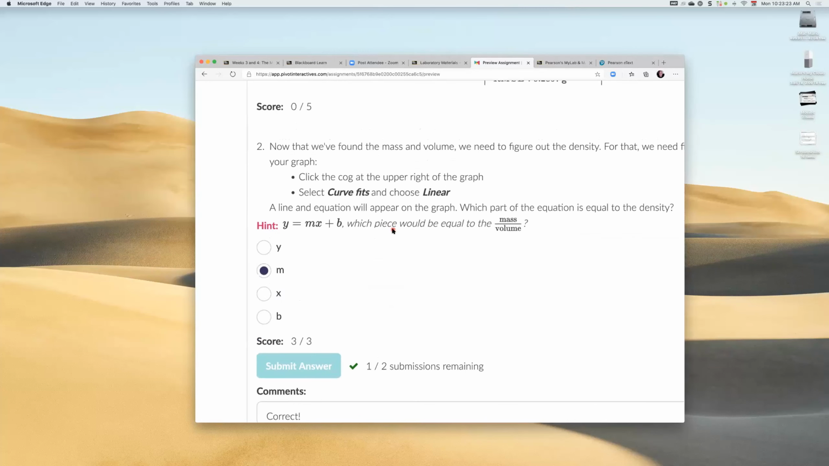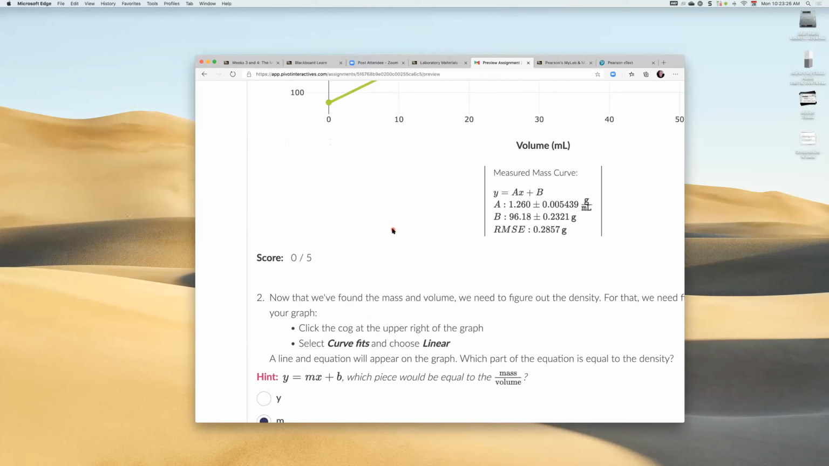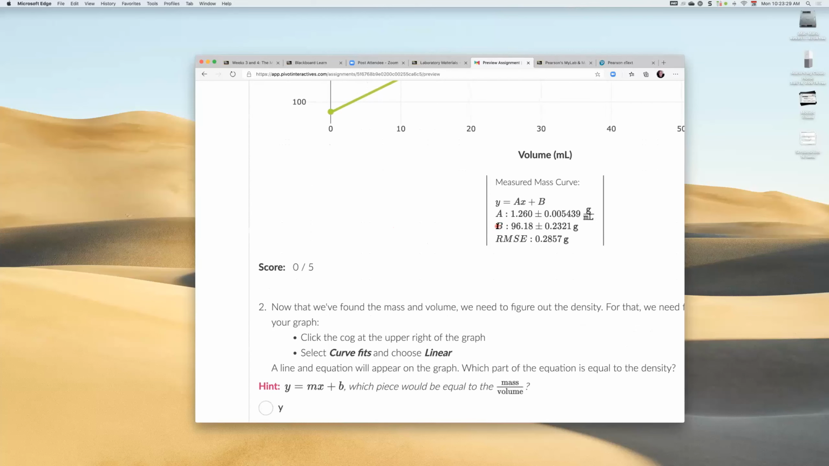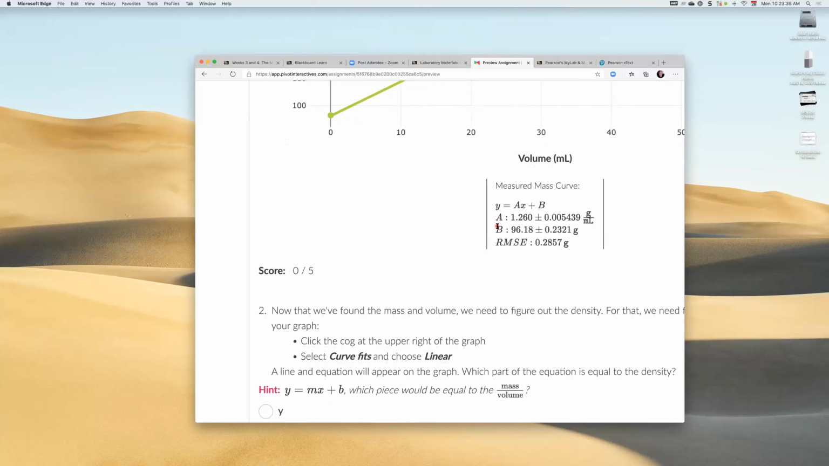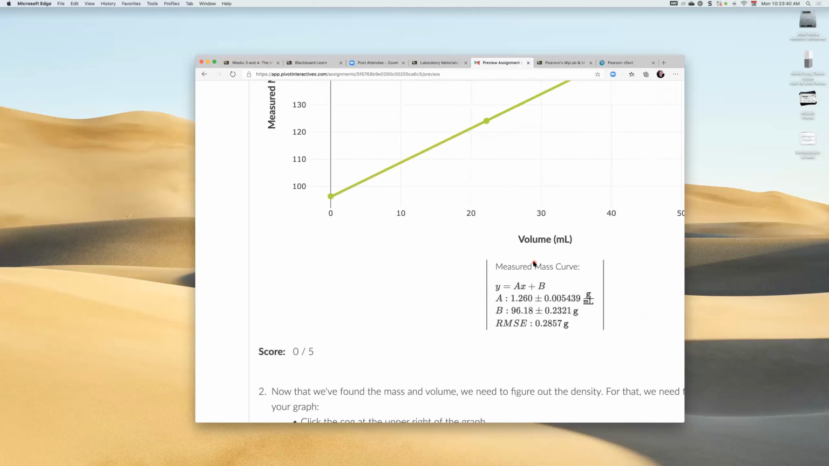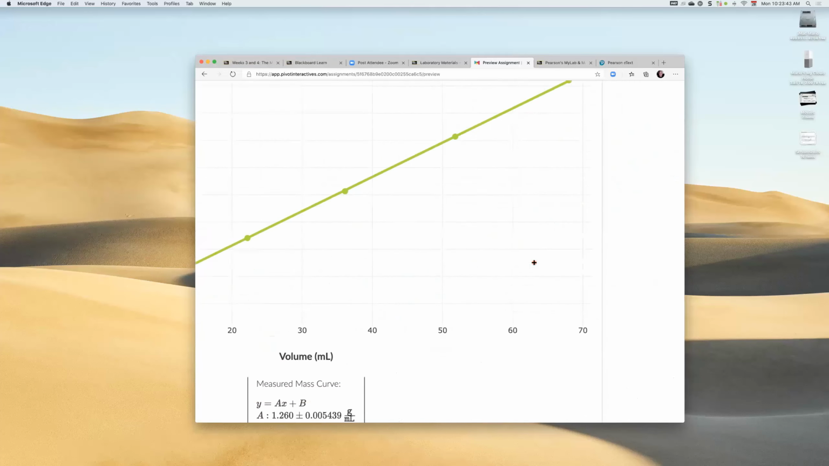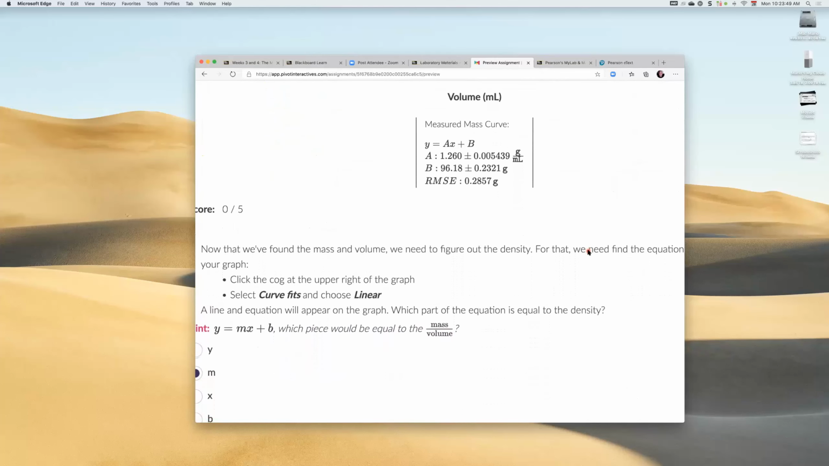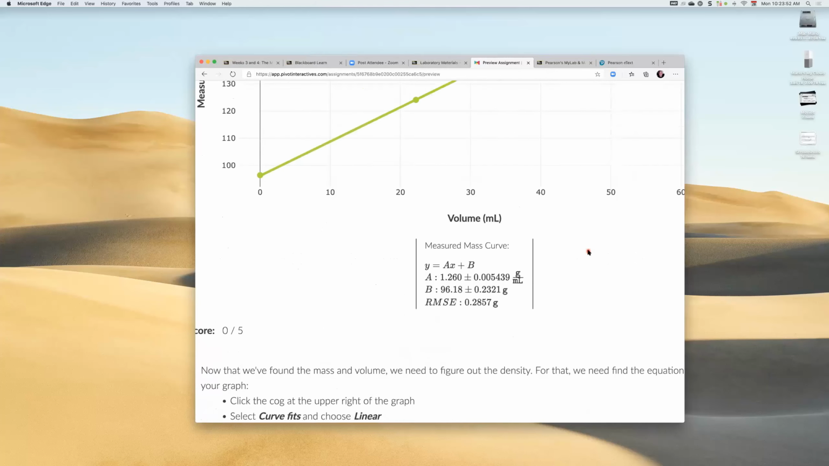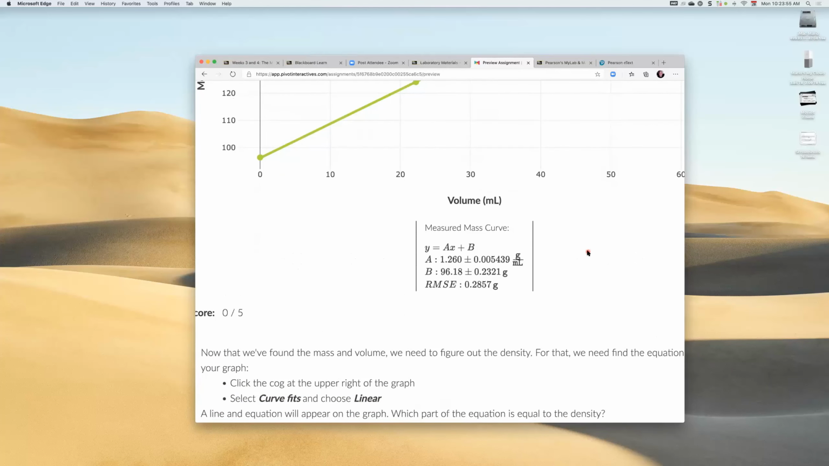Now, based on that information and looking at these numbers right here, what's the density of this liquid? So what's the slope? 1.260. The slope is A in this case, right? Yeah. So 1.26 with that margin of error.